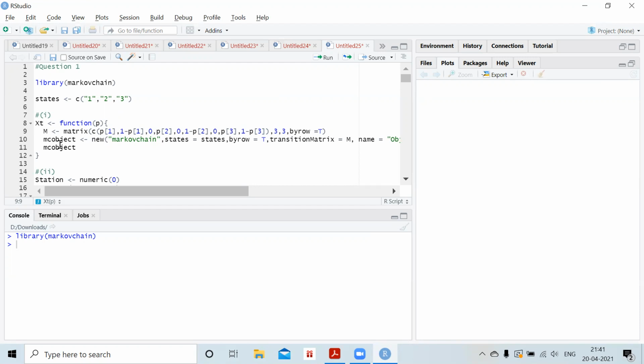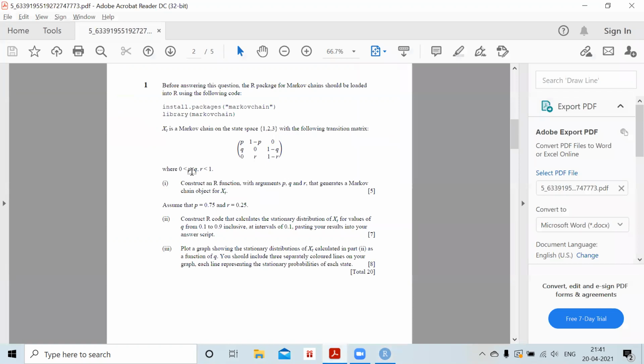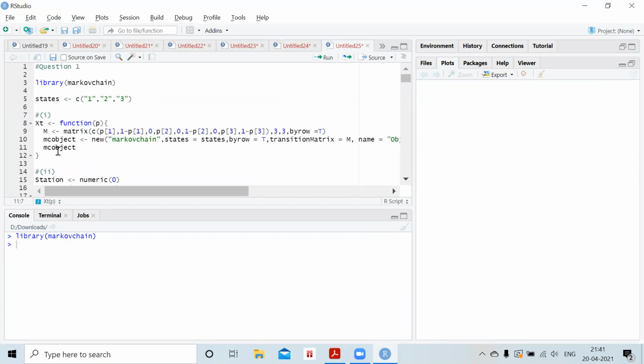Now we are calling the Markov chain object. We're declaring the Markov chain object as new Markov chain, states equals states, byrow equals TRUE, transition matrix equals M, which is defined here, and name I have given as object. You can give any name, you can even give your name as XT or any Markov chain object, and I've called the object back.